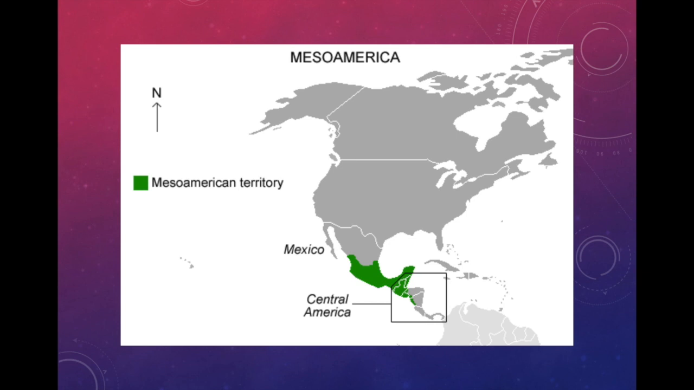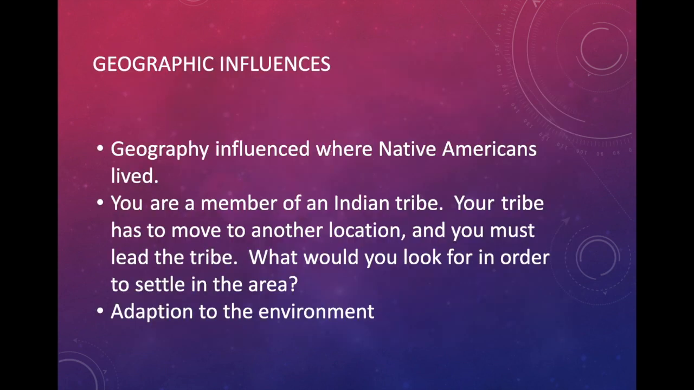Mesoamerica is also called Middle America. It's that little section that is between North and South America. That's why we call it middle, because it's in the middle. Now, we talked about in themes with geography that geography influences where people are going to live. So we need to talk about how geography influenced where the Native Americans lived.